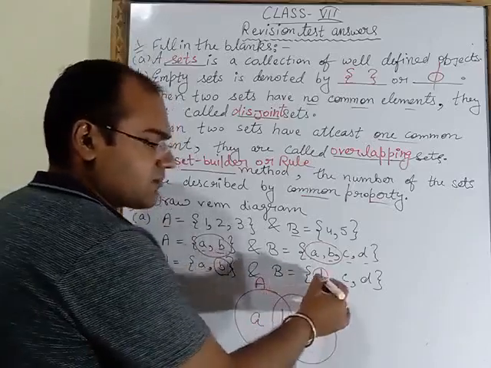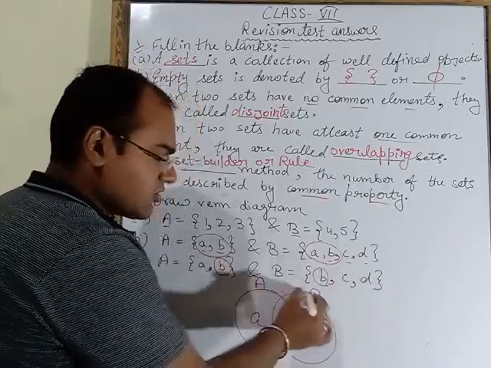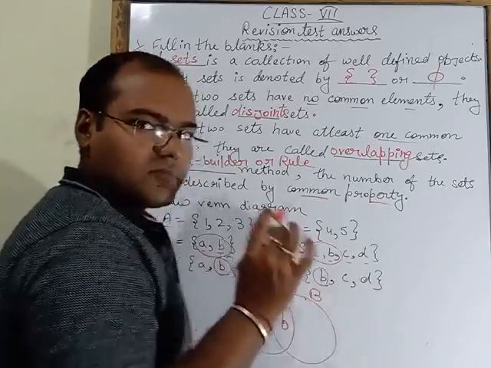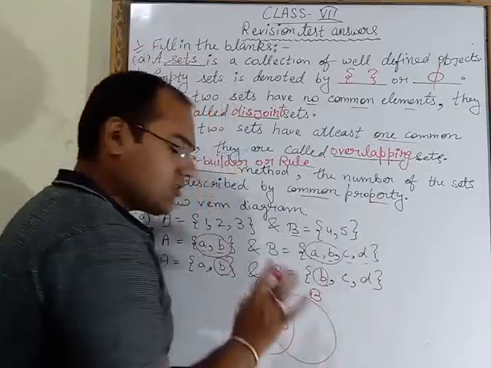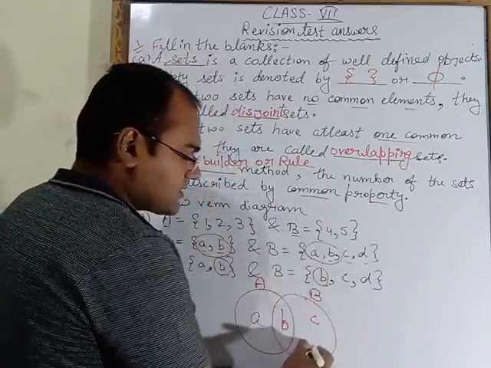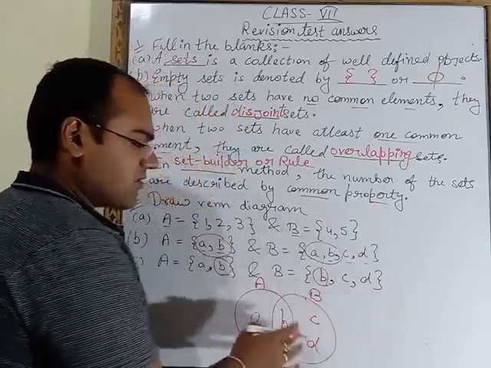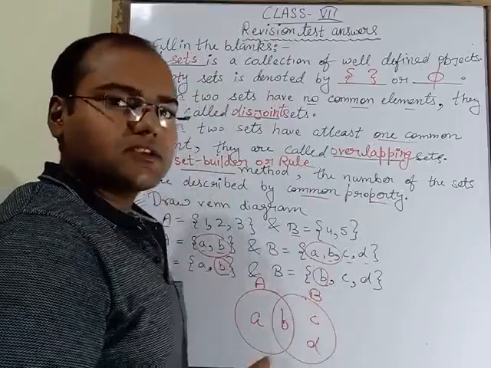In set B, B, C and D are there. So in this B circle we have to write B, C and D. B is already written, here we have to write C and D. So this is the Venn diagram for part number C.